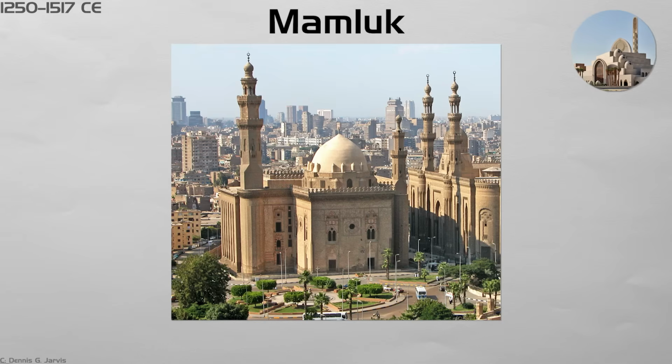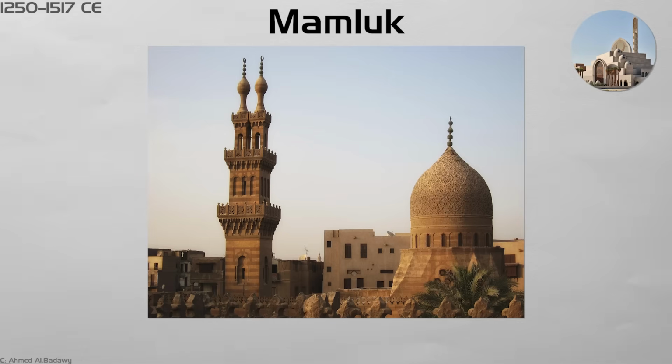Mamluk. Between the 13th and 16th centuries, the Mamluks governed Egypt and parts of the Middle East, producing some of the most ornate mosques and madrasas in Cairo. They excelled in stone carving, marble inlay, stained glass, and carved wood.